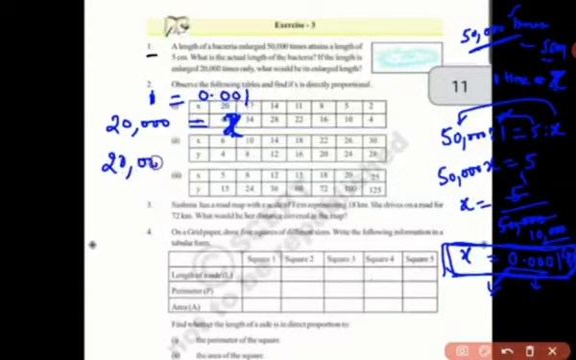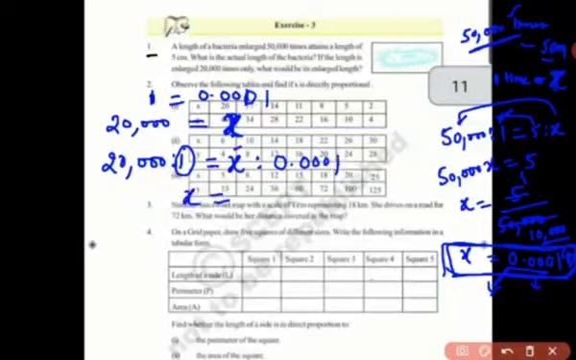So 20,000 is to 1 is in proportion with, so when it is enlarged 20,000 times, your length is x. We need to find this, that's why we took the length as x, and when it is not enlarged, which I took as 1, the length of that will be 0.0001. One more zero should come here, centimeter. So now let me find the value of x. Product of means is equal to product of extremes: 0.0001 into 20,000.